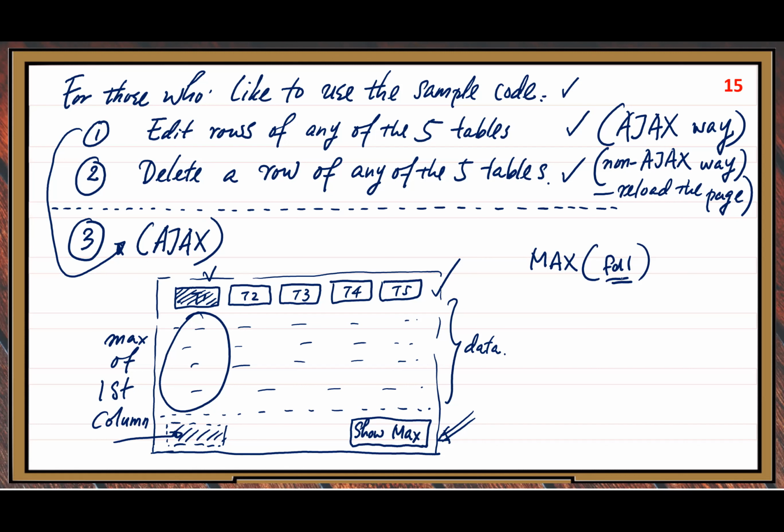You know that query, simple query. The current table, the maximum value of the first field. You display that using Ajax. That's all you need to do. In that way, you have some valuable Ajax experience.